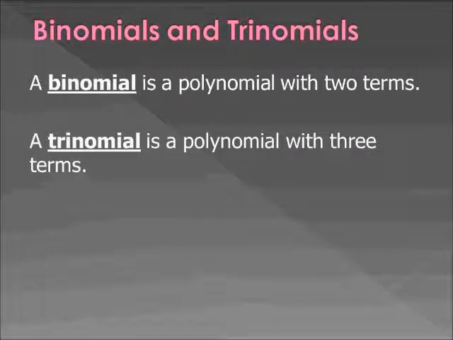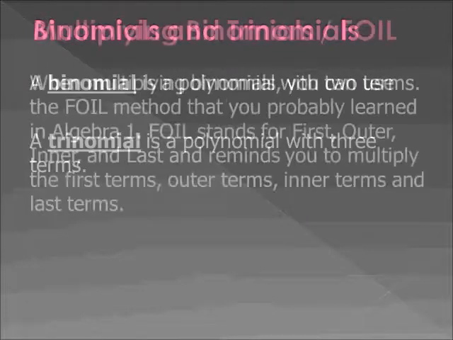So a binomial is any polynomial with two terms. It follows that a trinomial is a polynomial with three terms. I have no idea what it is if it's a quadnomial or quinnomial. You can look it up and let me know.